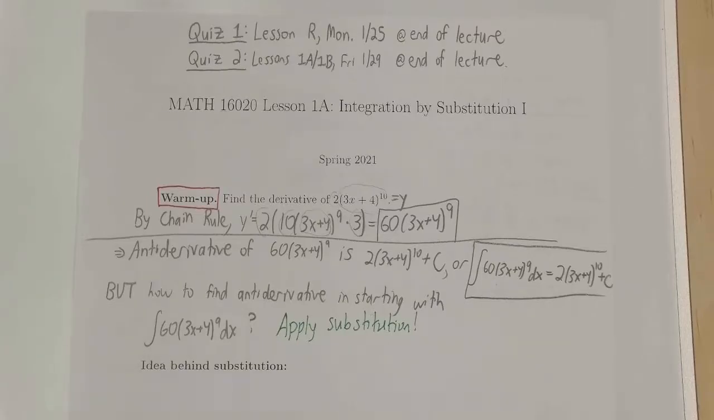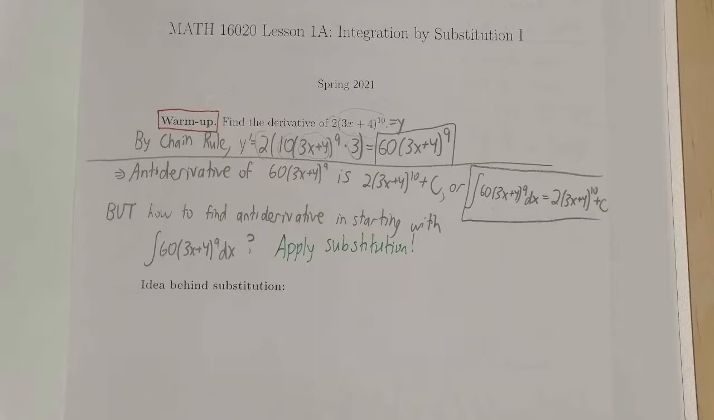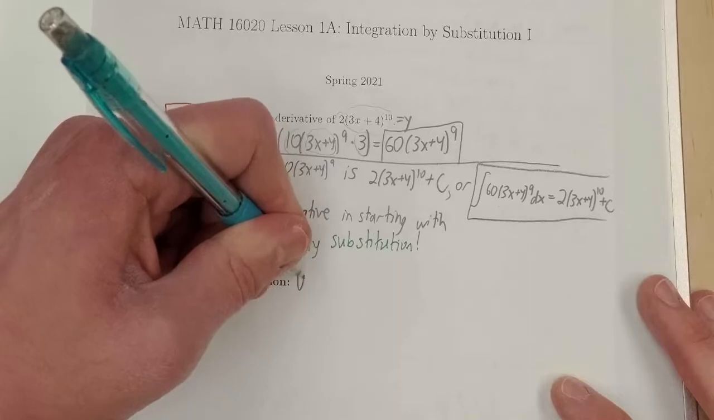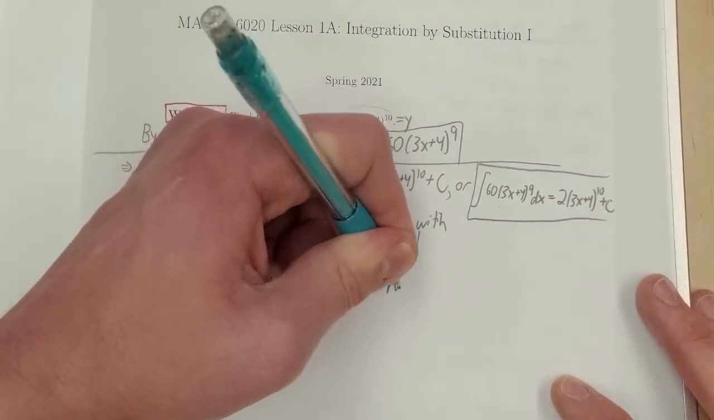Anyways, back to the actual lecture. The idea behind substitution is basically, as the warm-up alluded to, we are sort of undoing chain rule here. So, undo chain rule. Okay?